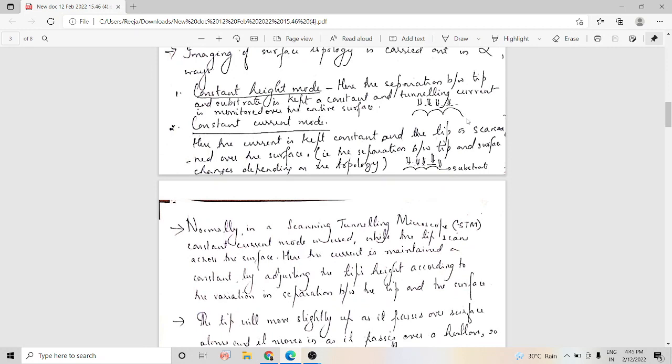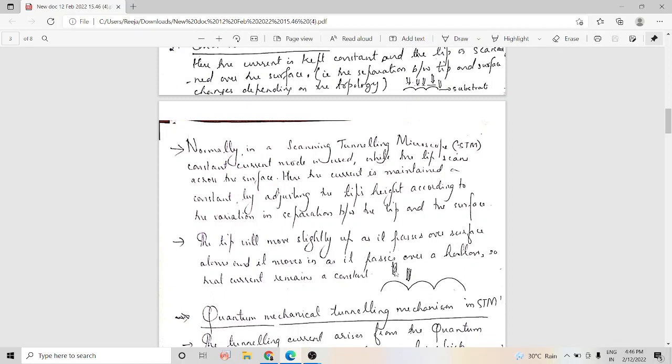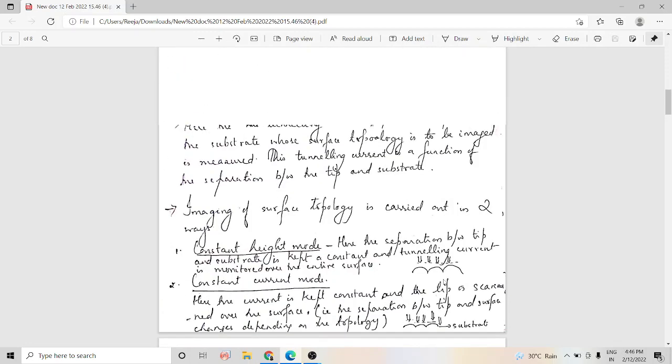Okay, that is, you maintain the current constant and the height or the separation between the probe tip and the surface will vary. Here the current is maintained constant by adjusting the tip's height according to the variation in the separation between the tip and the surface. The tip will move slightly up as it passes over a surface atom, and it will move down as it passes over a hollow. Hollow means a depression. So it moves up as it passes over an uphill or over the surface atoms, and it will move down when it reaches a depression, so that in every case the tunneling current is maintained constant. So I hope this session is clear to all of you.